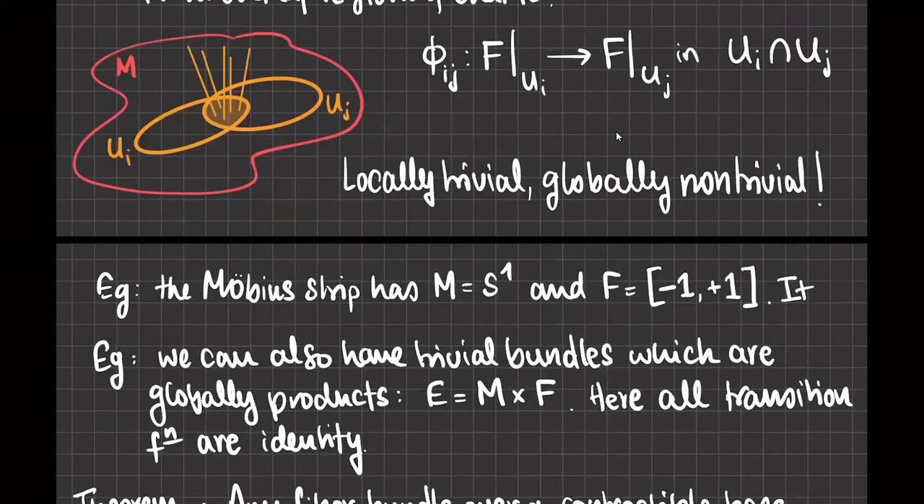We can also have what are called trivial bundles. Trivial bundles are not very interesting. A trivial bundle just means that it's globally just a product, M times F. In this case, all the transition functions are just identical. There's nothing interesting happening when we're moving from one patch to another patch.